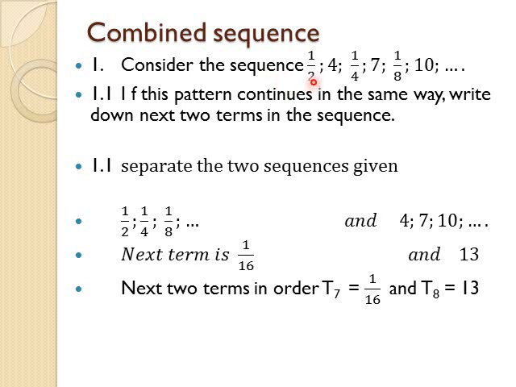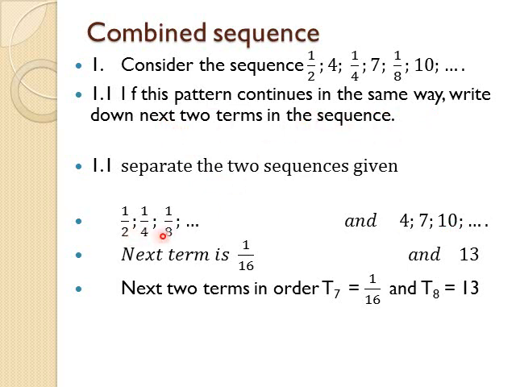But as you can see, they have a half, then 4, then a quarter, then 7, 1/8, 10. So it doesn't follow a pattern unless we divide them into odd terms and even terms. So every odd term, term 1, term 3, term 5, forms a pattern, and every even term, term 2, term 4, term 6, forms a pattern of its own. So if the pattern continues the same way, write down the next 2 terms in the sequence.